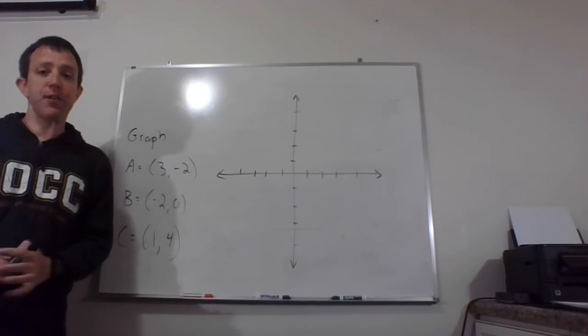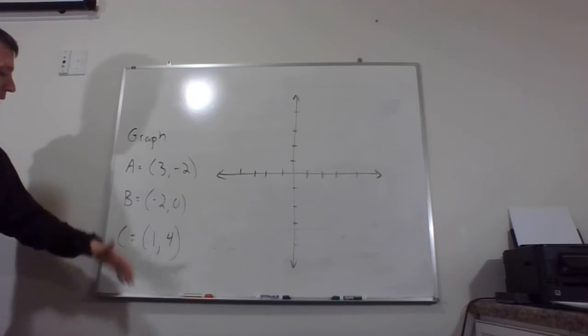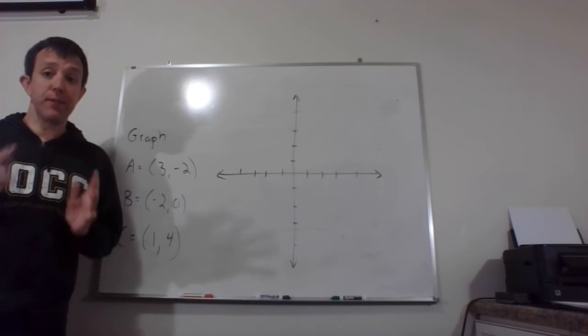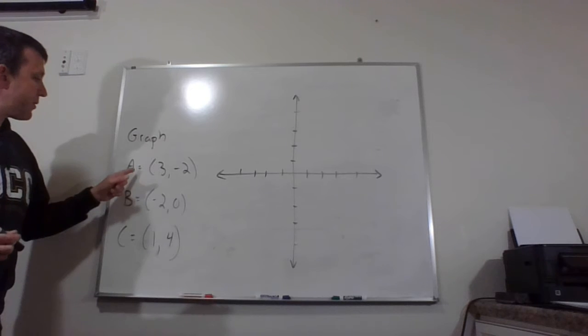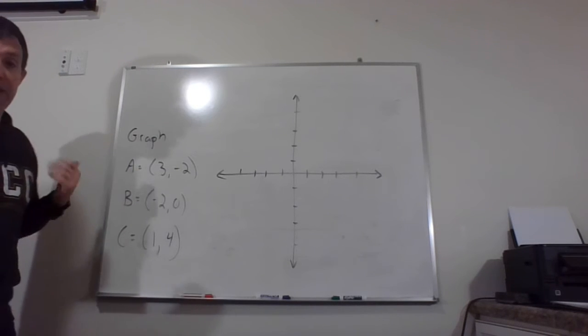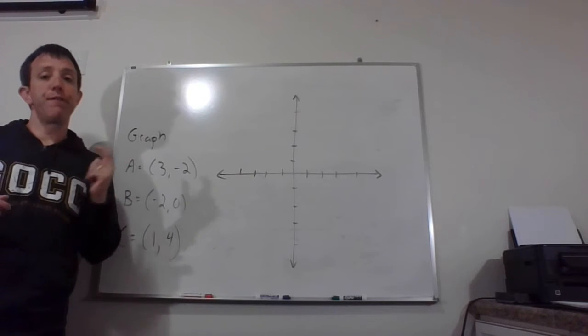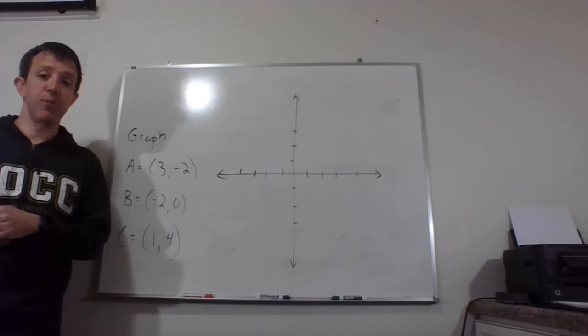Okay, so I'm ready to start graphing some ordered pairs. I have 3 of them that I want to do for us. Basically, if you can count, you can do this. This is really, really nice. Let's look first at my point A, which is the ordered pair (3, -2). Now remember, the first number is an x value, the second number is a y value.